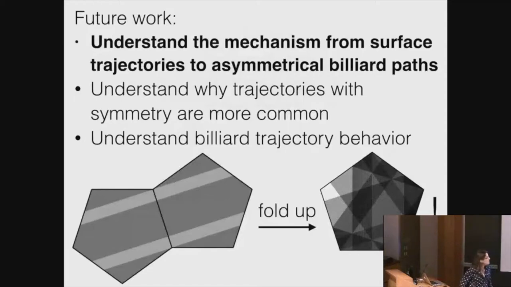Here's what's happening. The first thing I'd like to do is understand the mechanism to go from trajectories on the surface to asymmetrical billiard paths. This is the same direction on the double pentagon and the billiard trajectory. This part is not white. I don't know if you can tell, but it's not white. There's trajectory here, and yet when you fold it up, you get something that's empty. How does it work? I don't know. Working on it. Hope to report back.